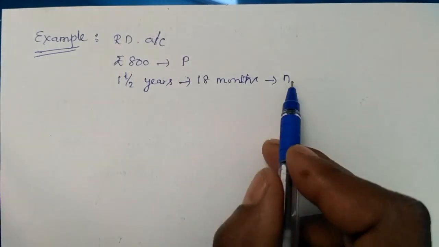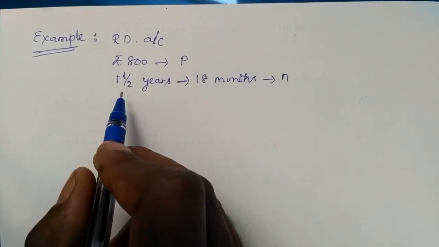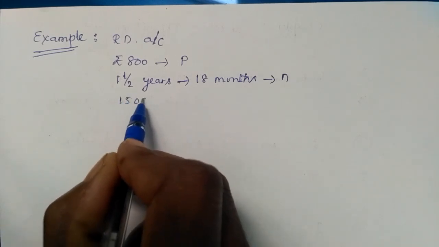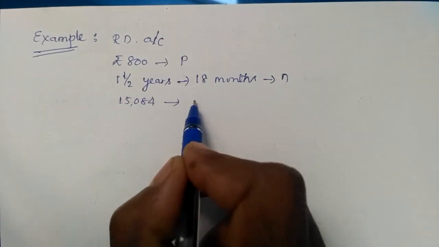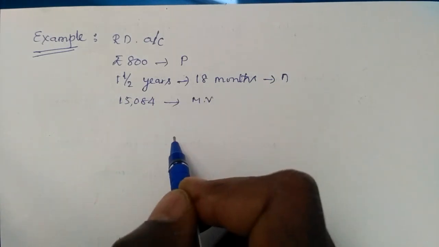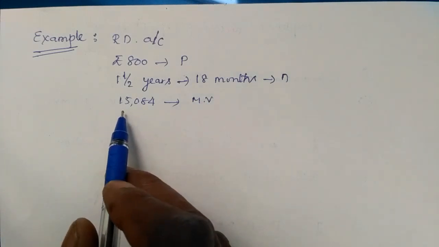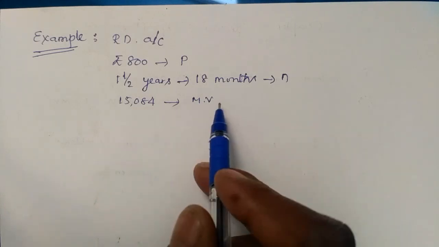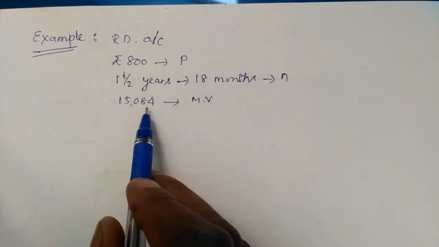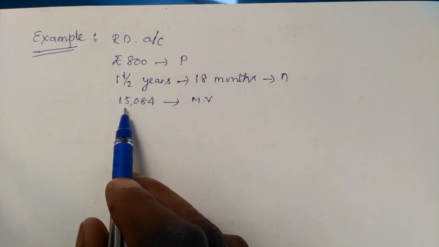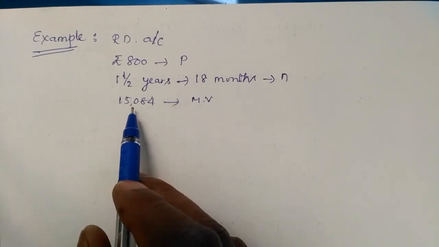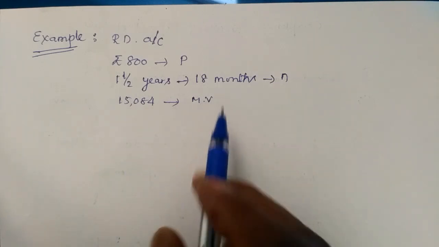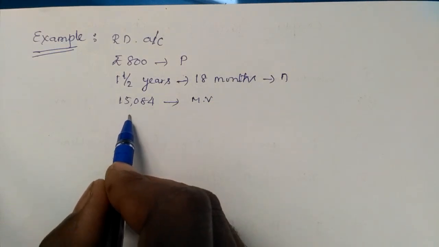So what is this 18 months called? Number of months, N. He receives 15,084 at the time of maturity, they said. So it is the maturity value. It is not interest. If the question had given 15,084 as interest at the time of maturity, we would take that as interest, but here the given value is the maturity value. Find the rate of interest. Rate of interest is the question.